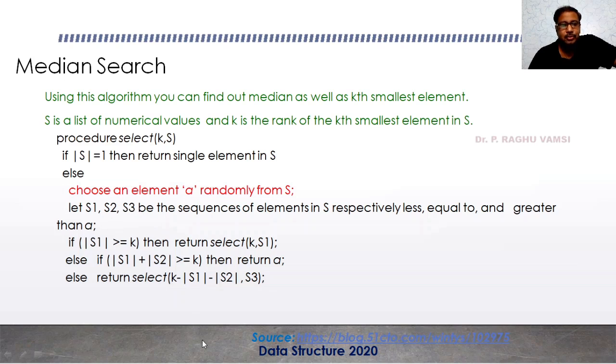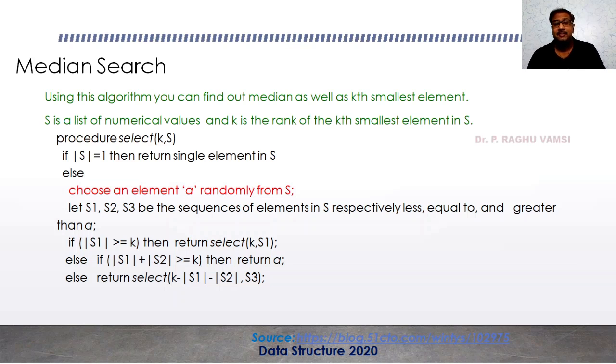What you are supposed to do is deduct K minus length of S1 minus length of S2. Then whatever resultant value you get here, you find that particular median on this third subset. So this is the median search algorithm. Here median means the rank, that is, what type of element it is: the first smallest element, second smallest element, or third smallest element.